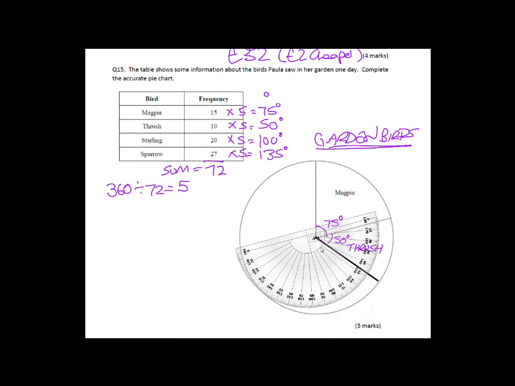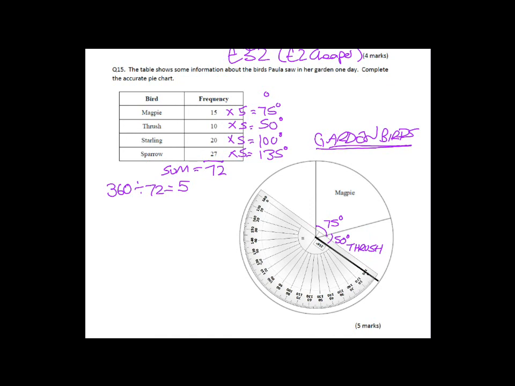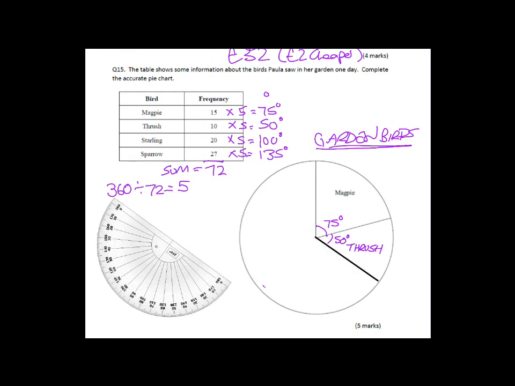Now let's plot the next bird. So the crosshairs go in the center of the circle, and we need to move the 0 line around to the last line we drew for the thrush. There. Now plot the angle, which is 100 degrees, so on the outer scale, go around to 100, make a little mark, move the protractor and draw a straight line from the center of the circle through the marker that you've made.